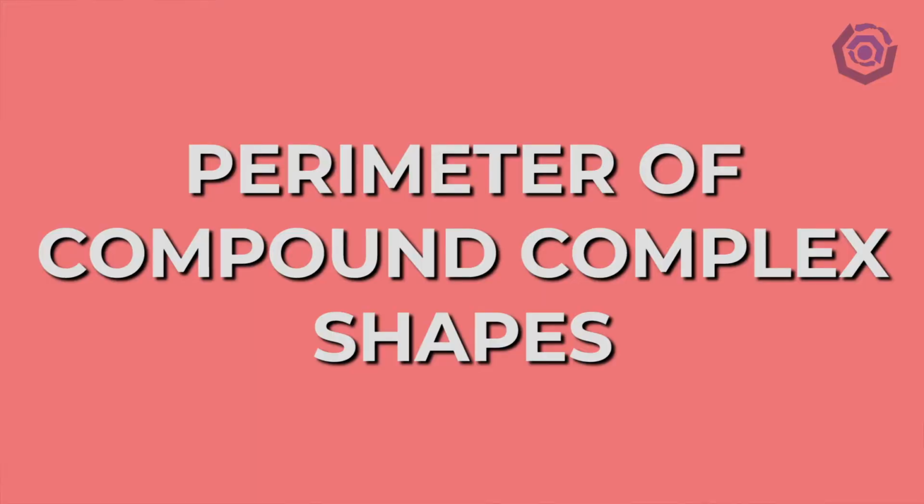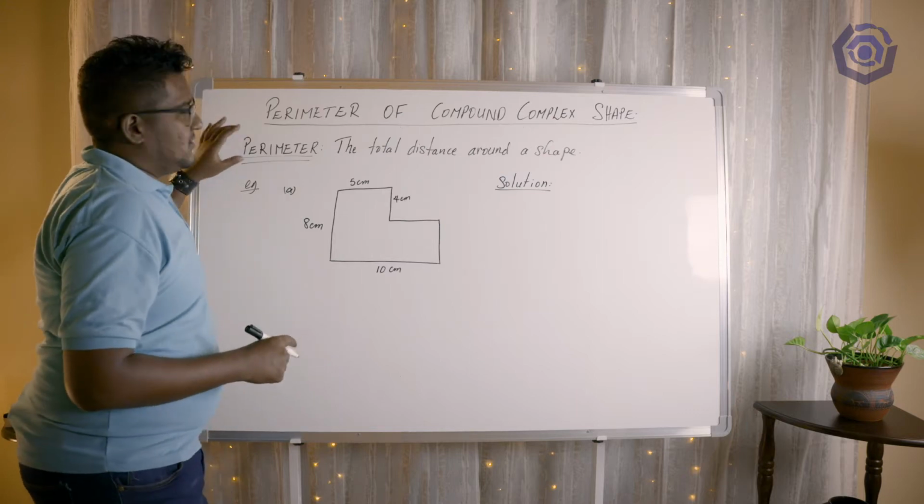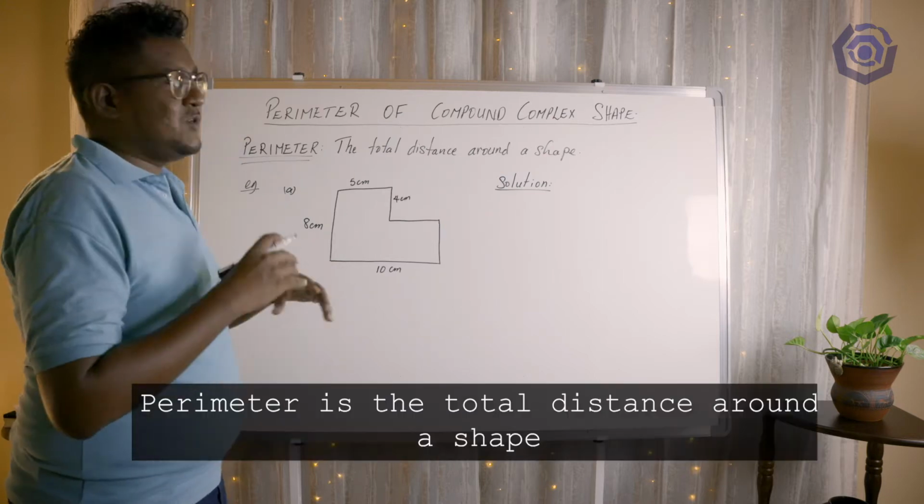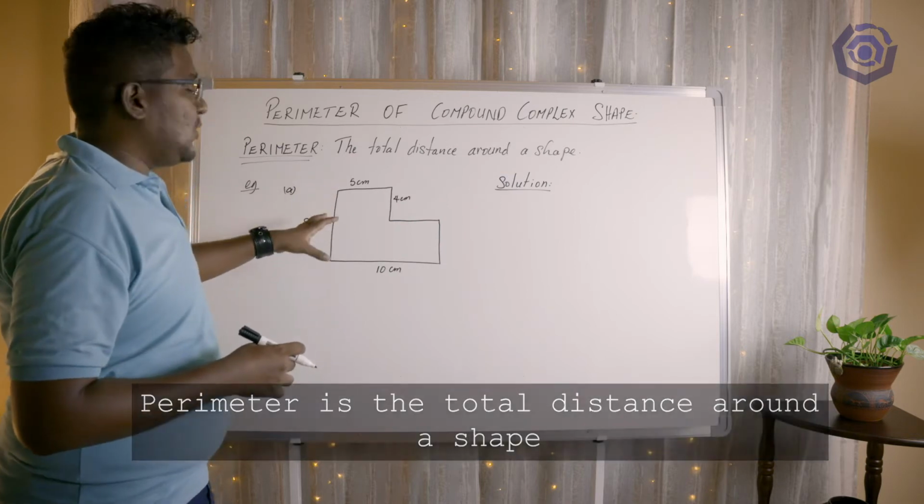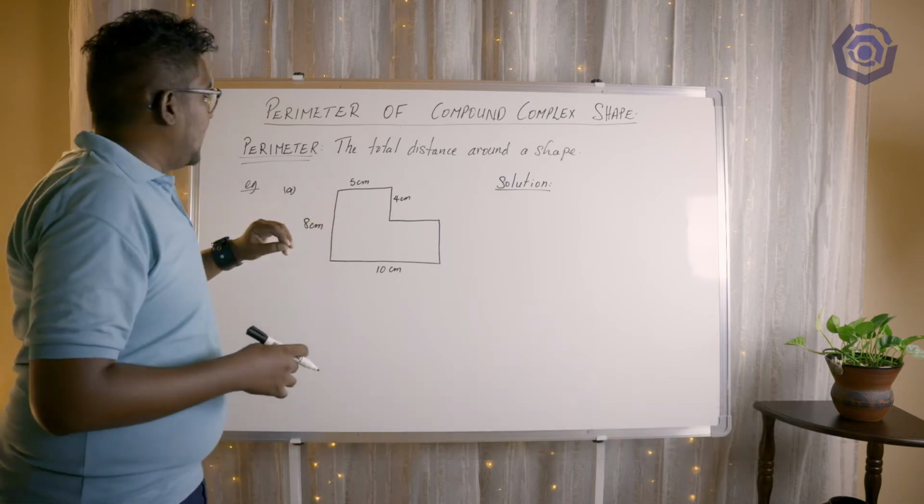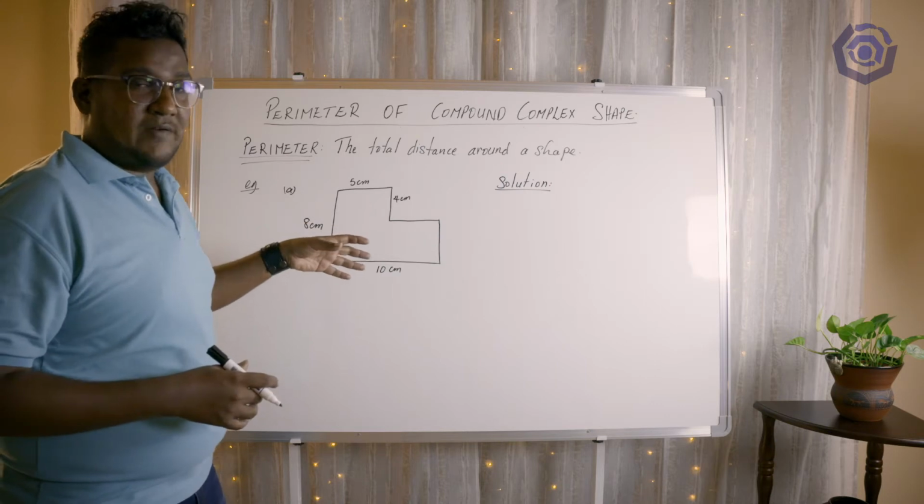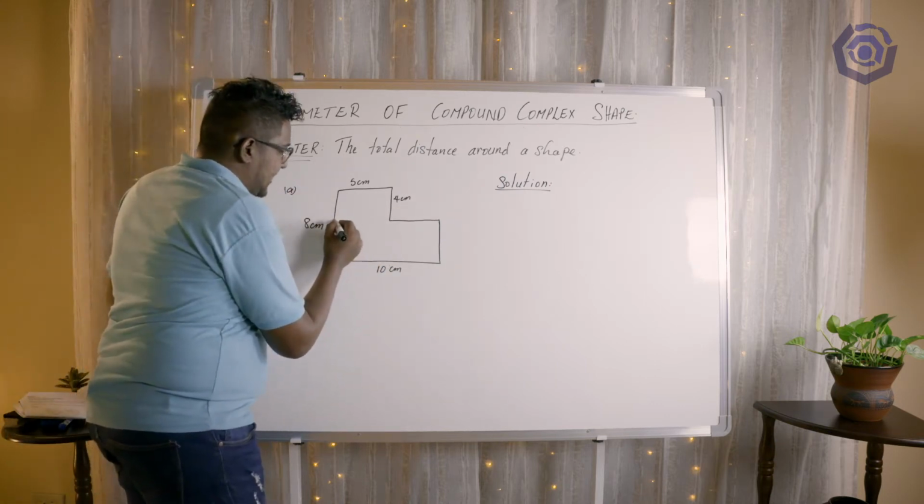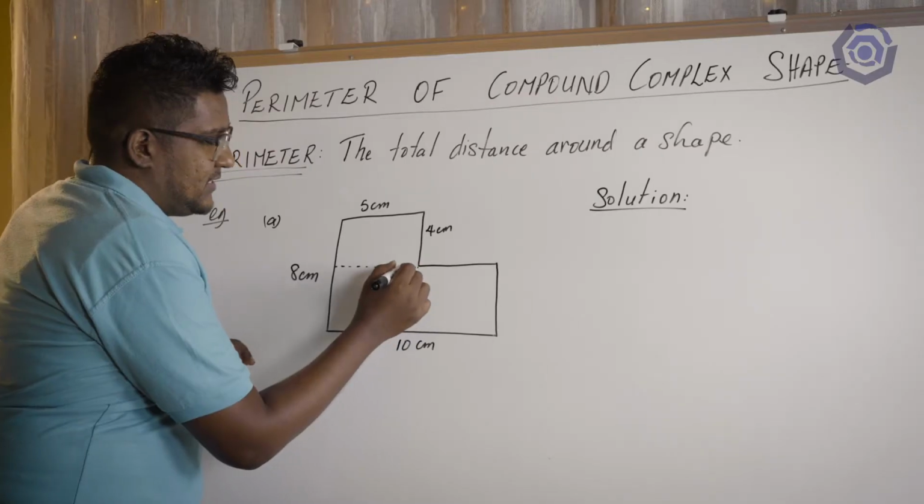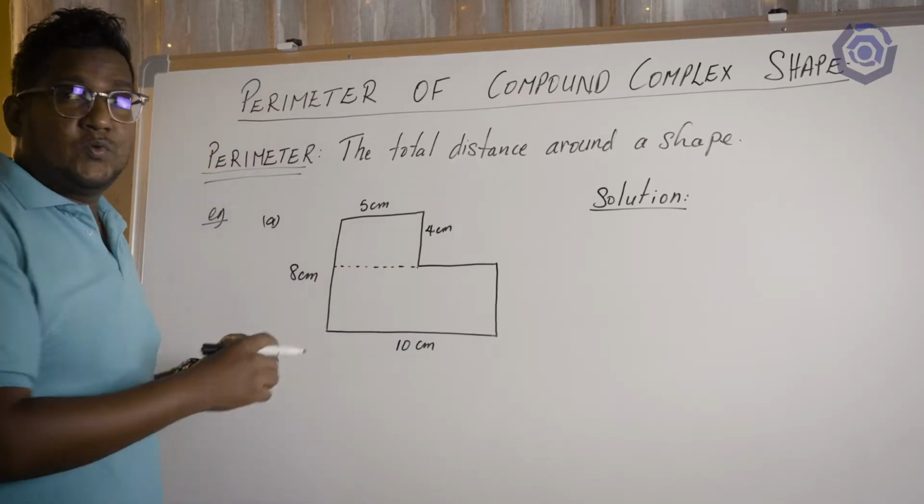So the first thing we'll be looking at is the perimeter of compound complex shapes. Just a quick refresher, the perimeter is the total distance around the shape. So you have a shape here, and when you look at it, I can see that it is made up of more than one shape. If you wanted to divide this, we just put a broken line here, and you can see right away we get two rectangles.